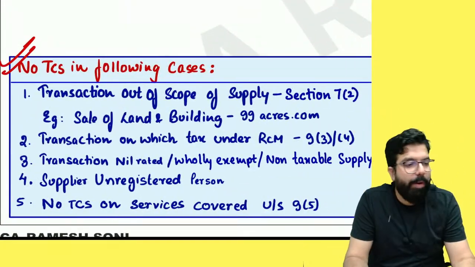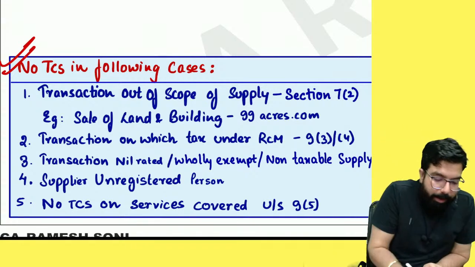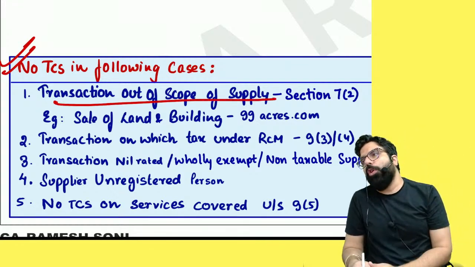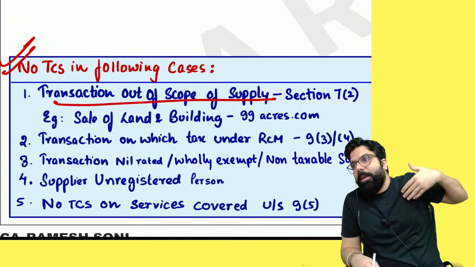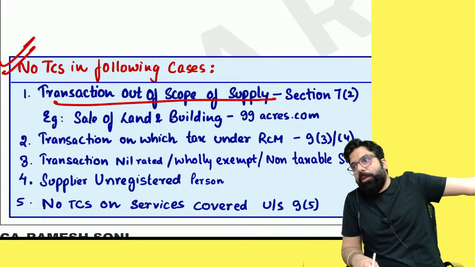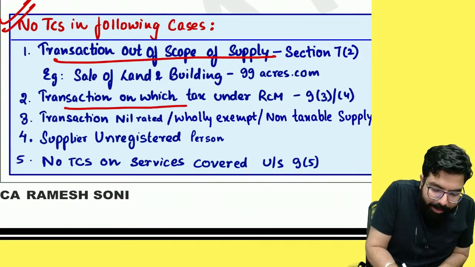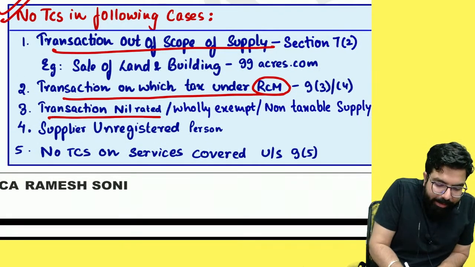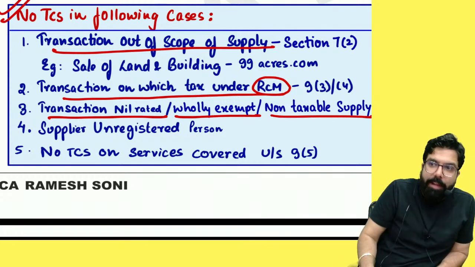What are the cases when TCS will not be applicable? Number one over here, the transaction is out of scope. People, land is sold through e-commerce, on 99acres.com. One person is the seller, I am the buyer. Land is sold. On land, there is no GST. So, no TCS. Transaction on which tax is payable under RCM, no TCS. Transaction is nil rated, wholly exempt, non-taxable supply, no TCS.